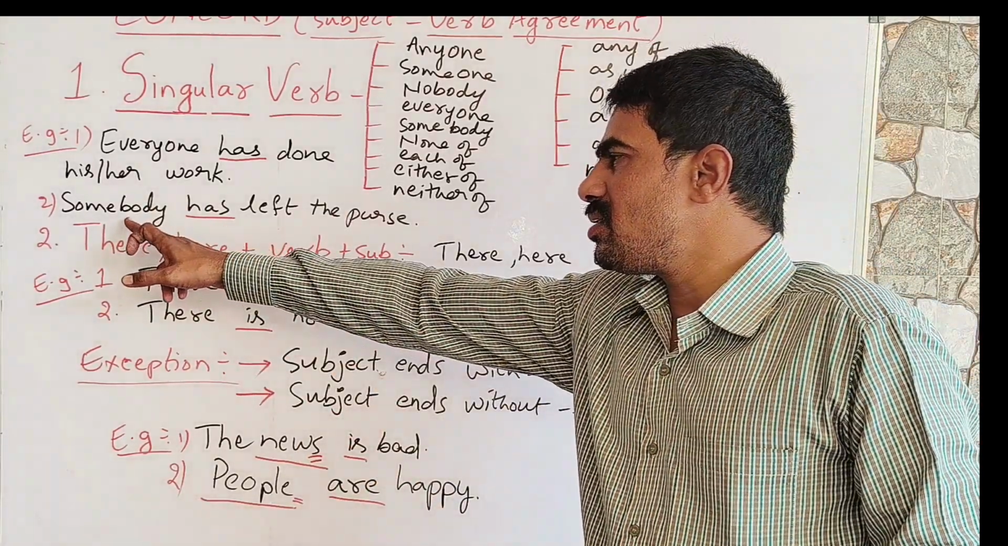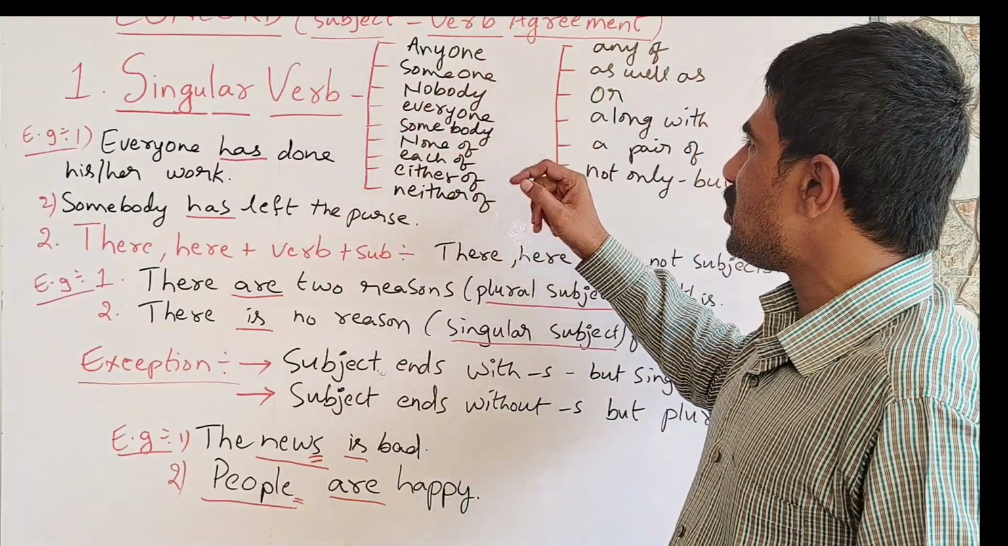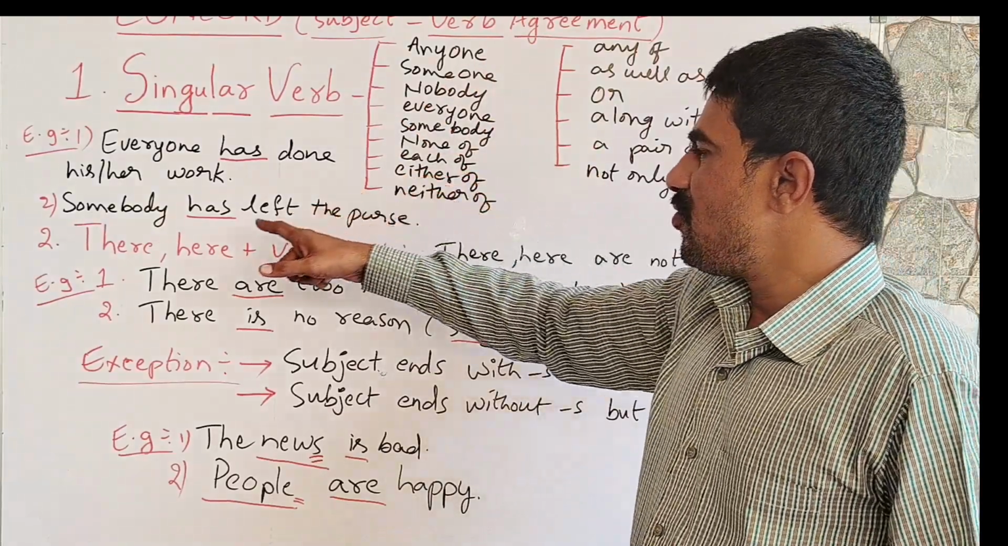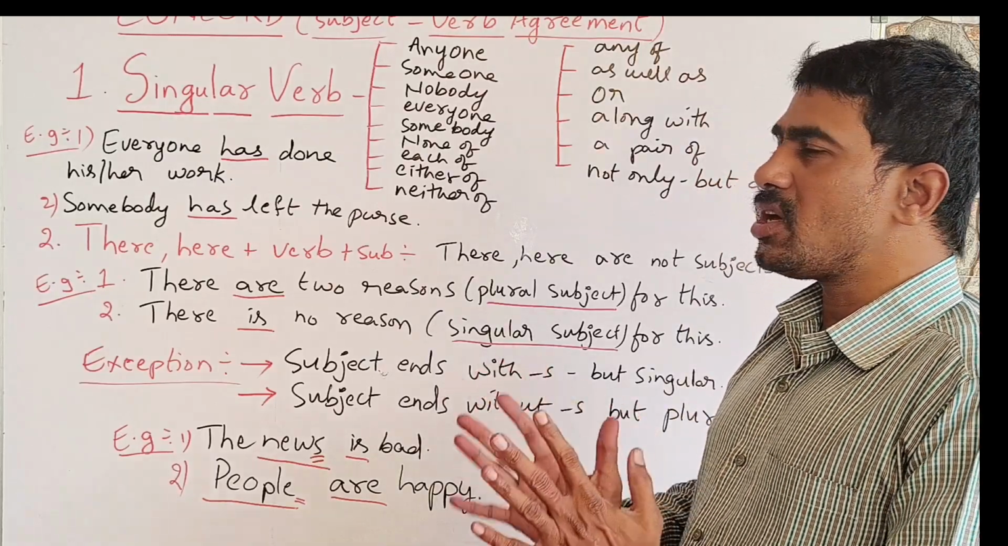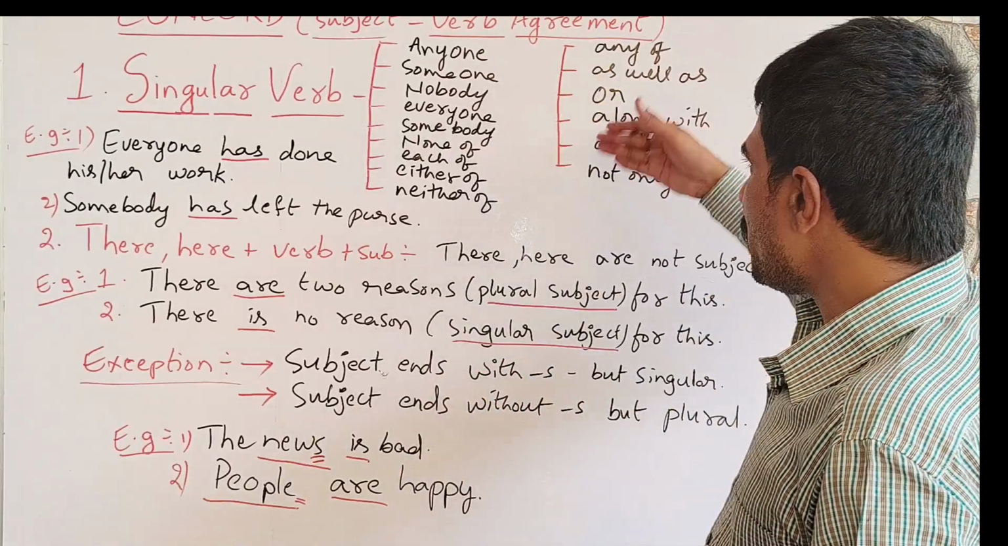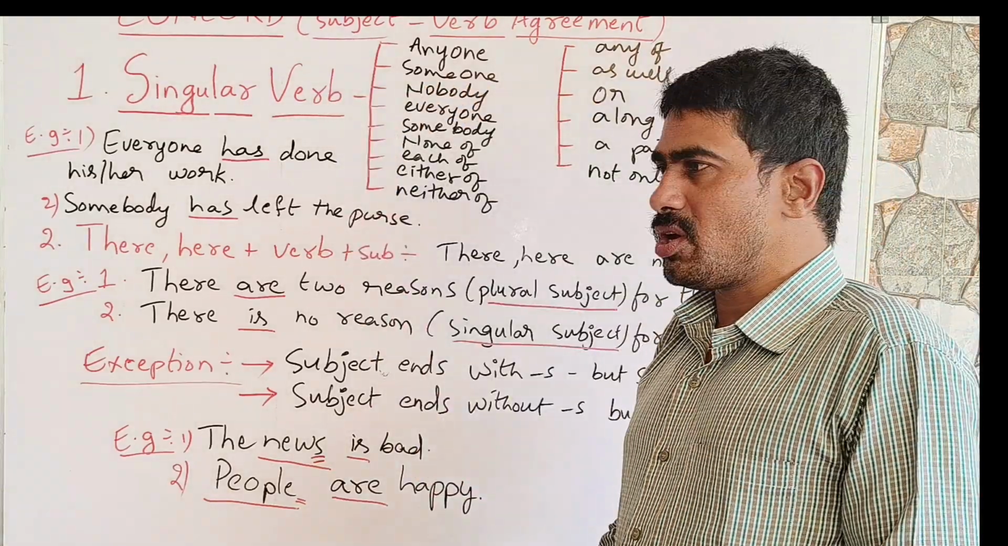So somebody is the subject, as we have got the subject here, and then we have used the singular verb: somebody has left the purse. So this is the first rule. Whenever you get all these words, you use the singular verb.